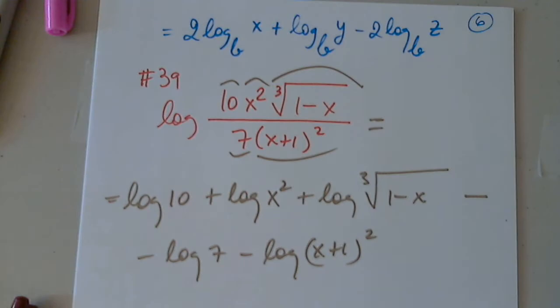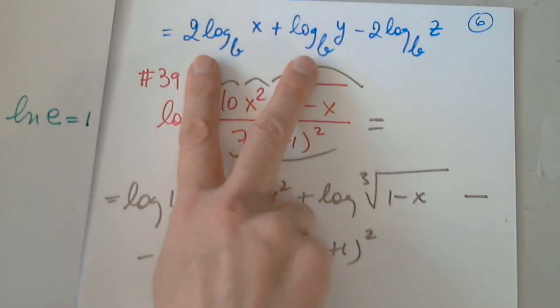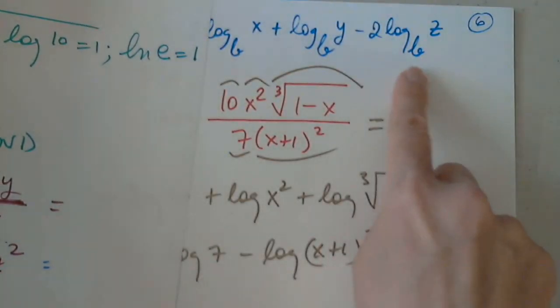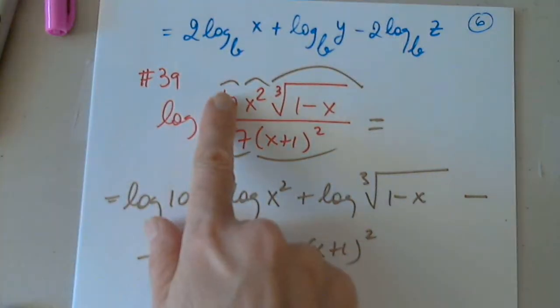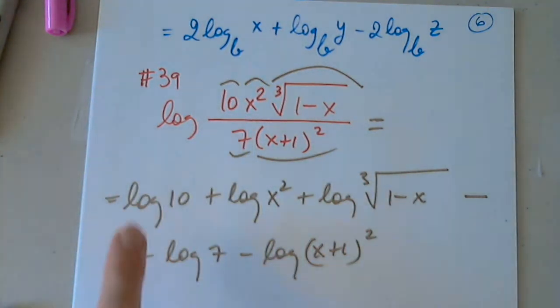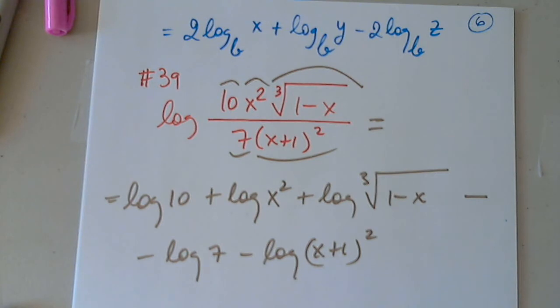So all we have to remember is we have here two factors at the top. These two will have plus in front. Yes, we work on them a little bit more, but they will have plus. We have one factor in the denominator, so there is only one minus. Same thing here. I have 1, 2, 3 factors. All these three will have plus. Log of 10, log of x squared, log of the cube root. But I have two factors in the denominator. So then their logs will have minus in front. So then minus log 7 minus log x plus 1 squared.